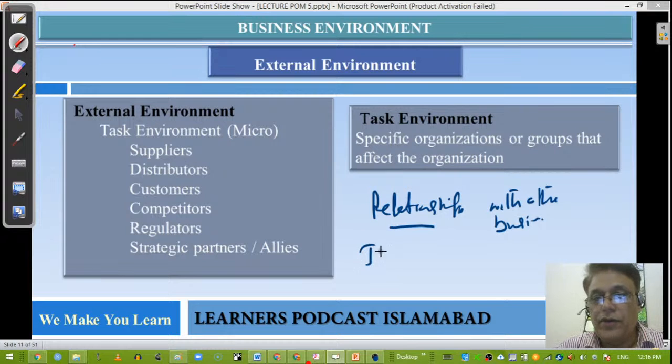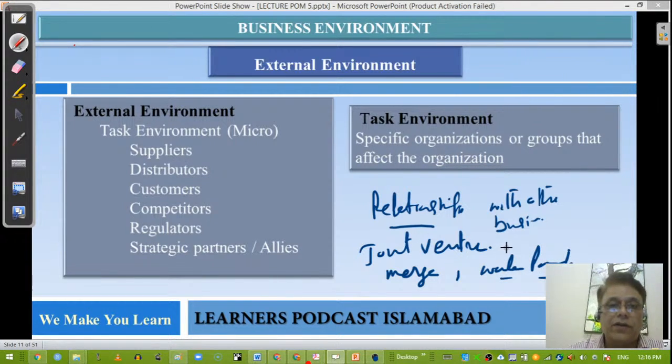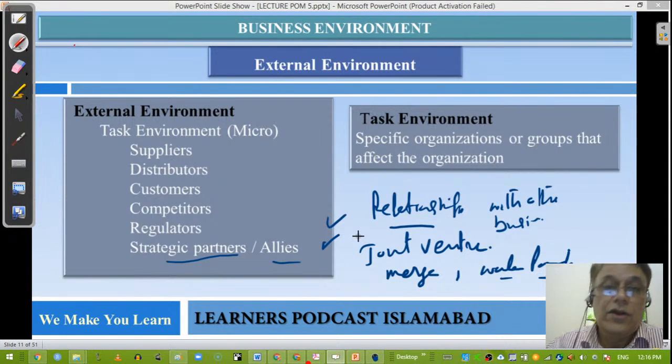In the form of joint ventures, you have heard the name joint venture, in the form of mergers, in the form of working partners, you can say business partners. So business has to deal with these strategic partners, these strategic allies, both inside the country and maybe outside the country. So understanding their interest or safeguarding their interest is very, very important.